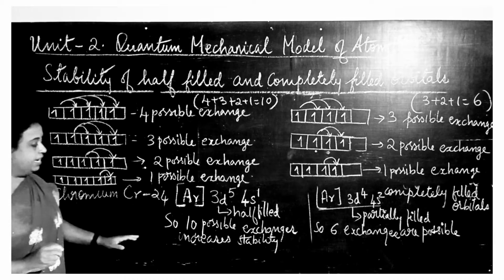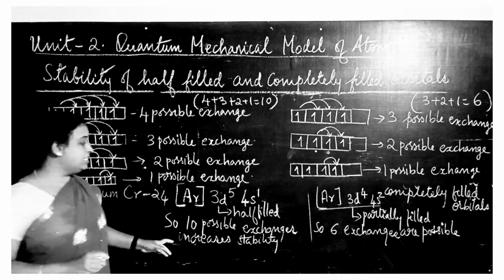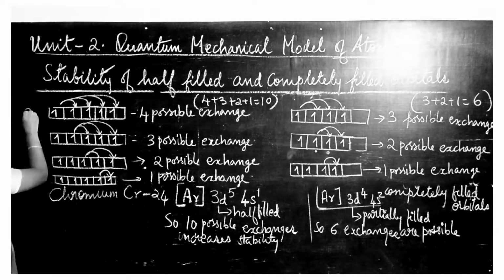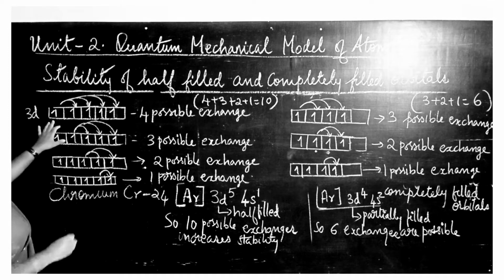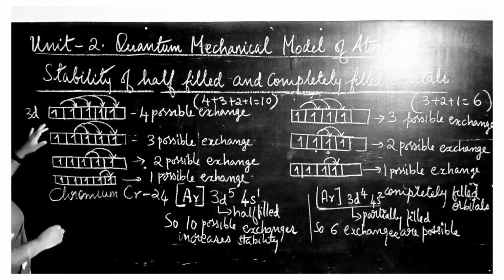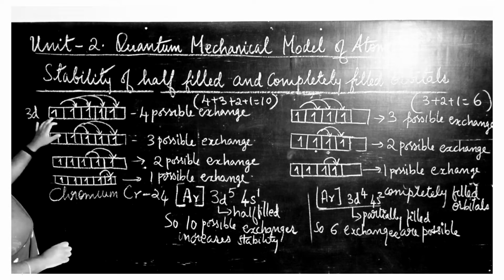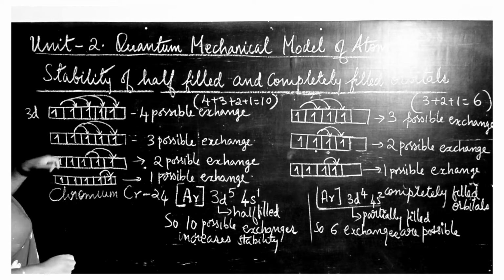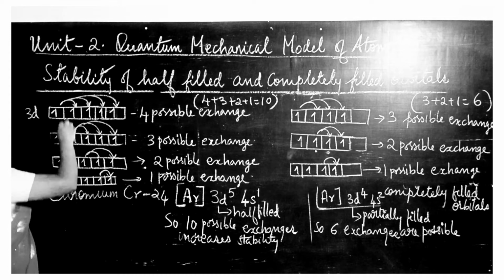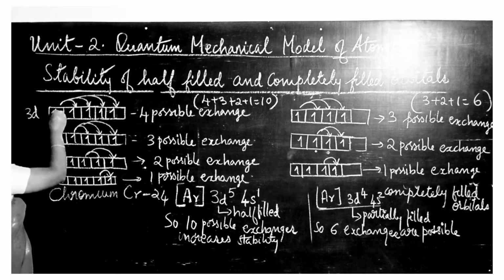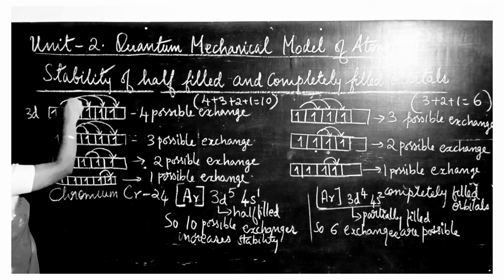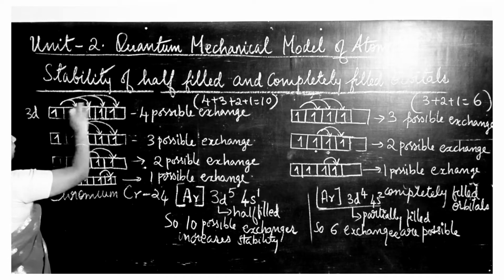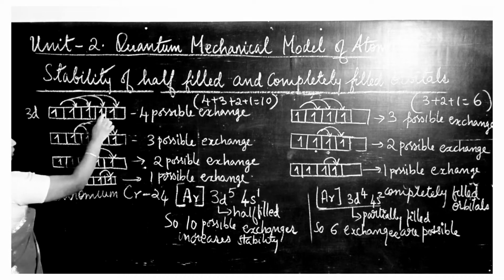Now let us see how these 10 possible exchanges take place in the 3d5 orbital. So this is the 3d5 orbital which contains 5 electrons. In the 3d5 orbital, the first electron can have 4 possible exchanges. So this first electron can exchange its position to here, here, here, here. So 4 possible exchanges are there. 1, 2, 3, 4.